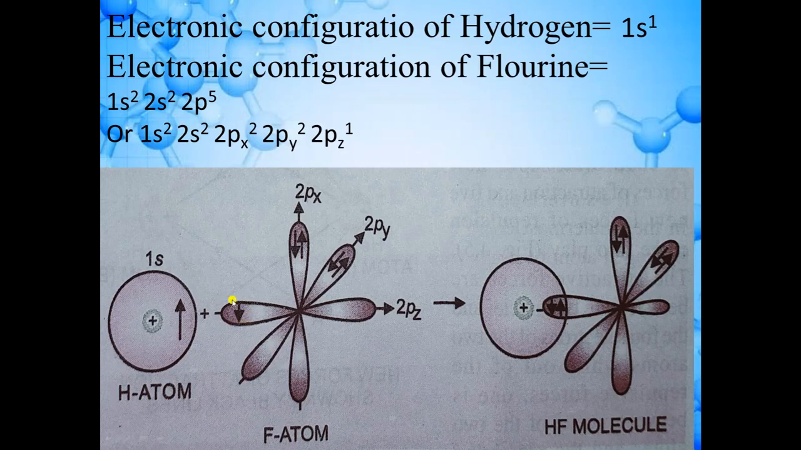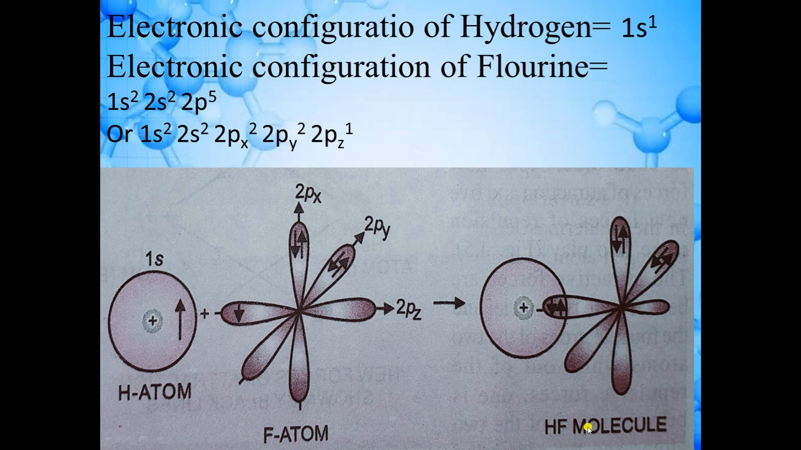Now this orbital is half-filled and this 1s orbital is also half-filled. So what will happen? There will be pairing and there will be overlapping of these two orbitals. When there is overlapping, there will be pairing of electrons with opposite spin, and here there will be formation of a covalent bond and the HF molecule will form.